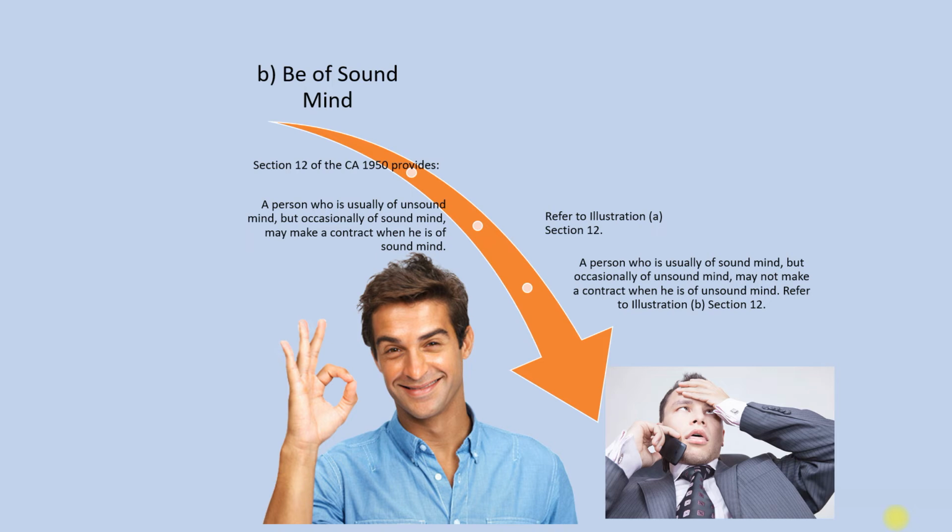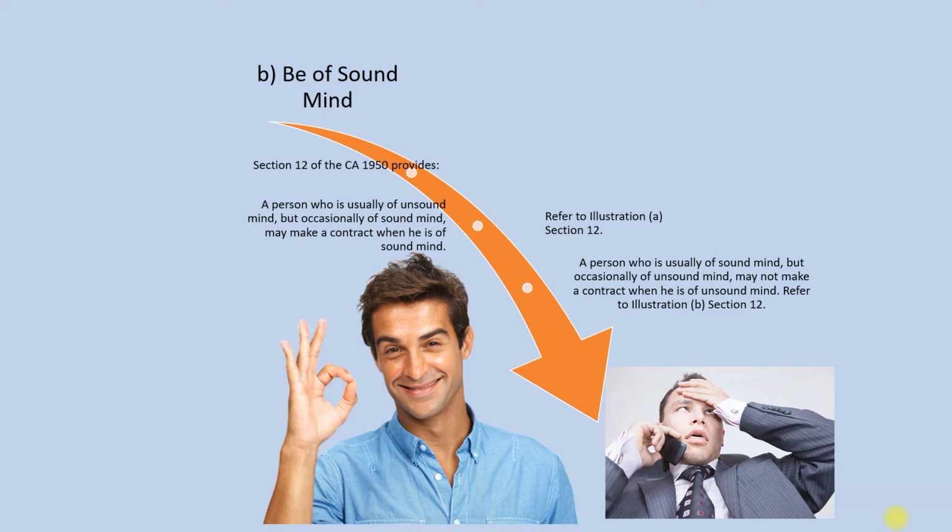So the problem is how to prove that a person is of sound mind at the time the contract is entered into. The burden of proof is on the person who claims that the person is either of sound mind or unsound mind.